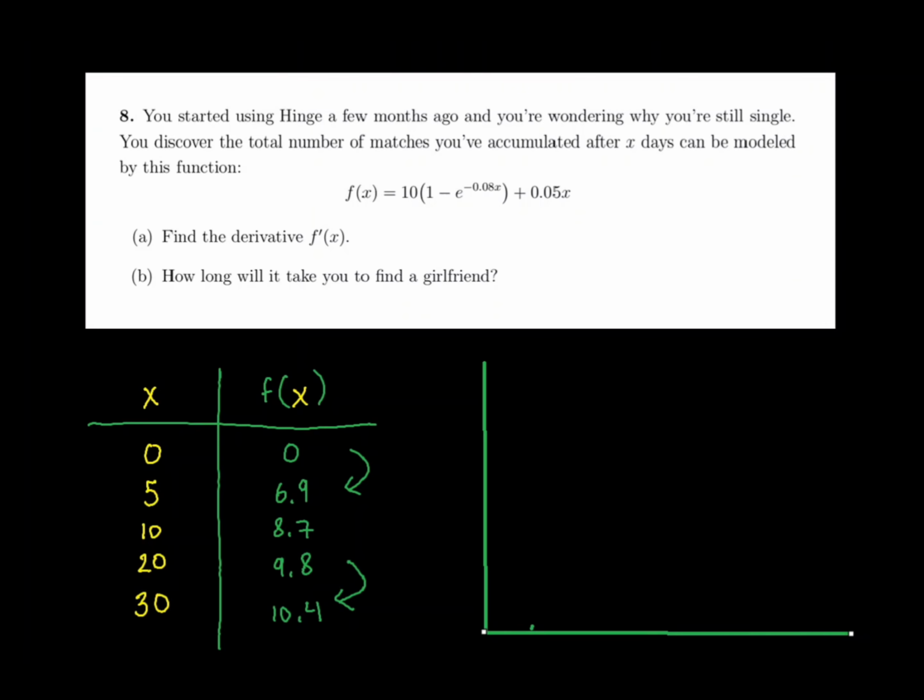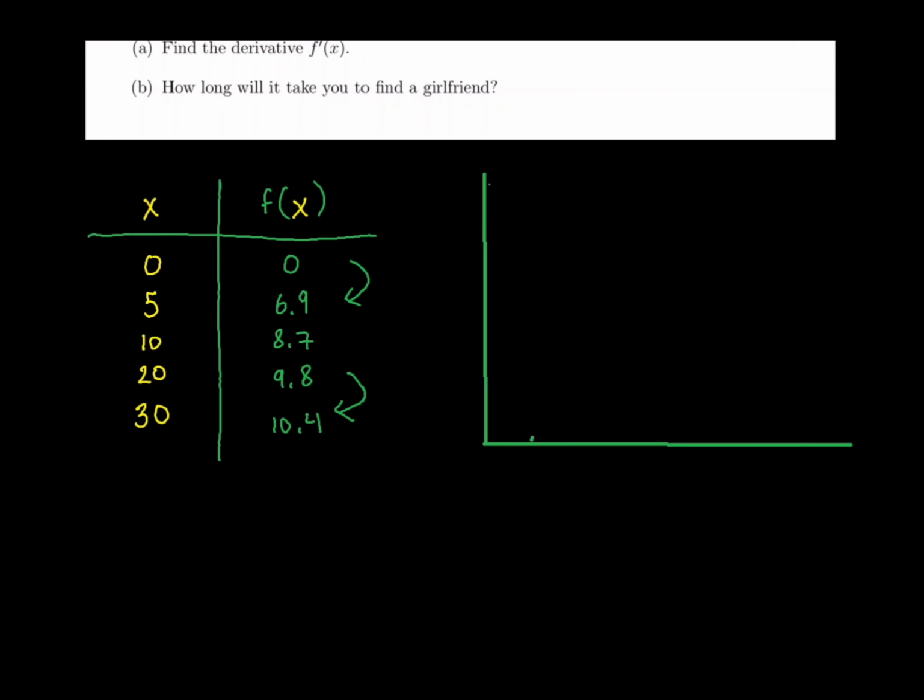So I'll set up my x-axis, and my x-axis is going to show the amount of days that have elapsed since we downloaded the app, and I'm going to say 20, 30 days out. And then the y-axis is going to capture the number of matches we've accumulated. Now, plotting the points we had earlier in the table on the graph reveals this interesting curve, where the slope of the curve in the beginning is a lot higher.